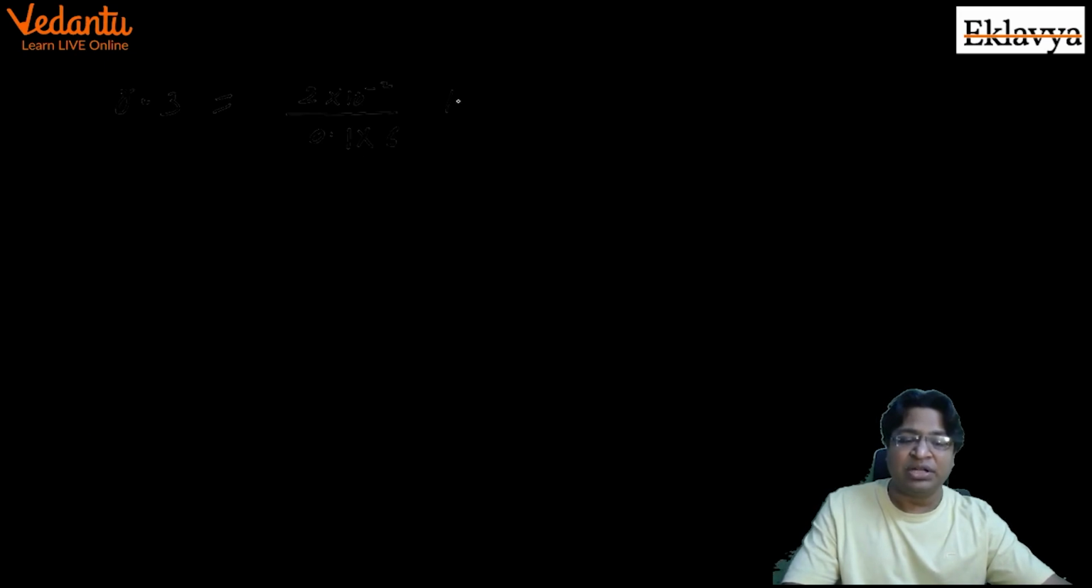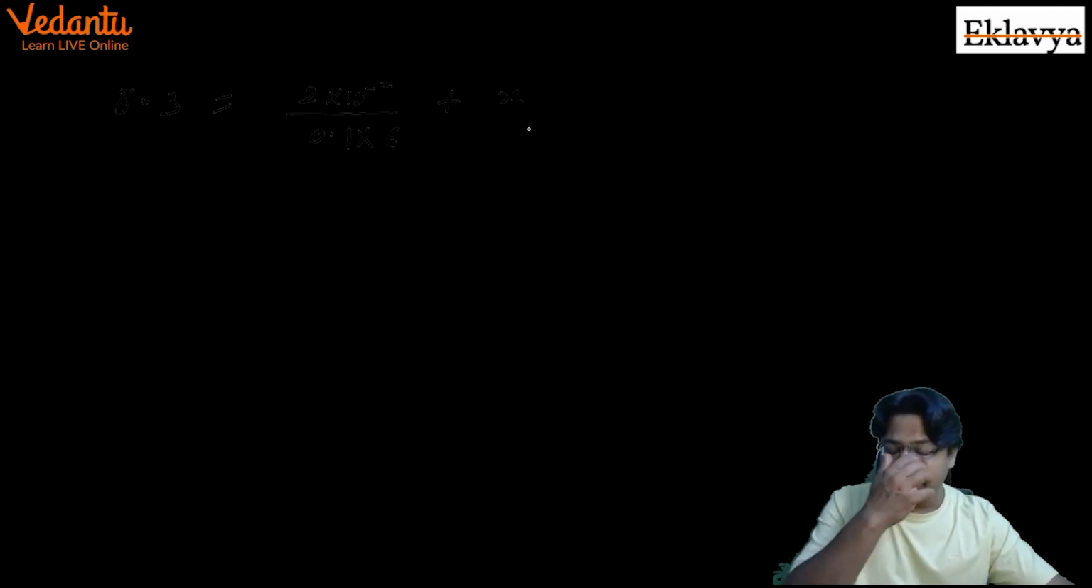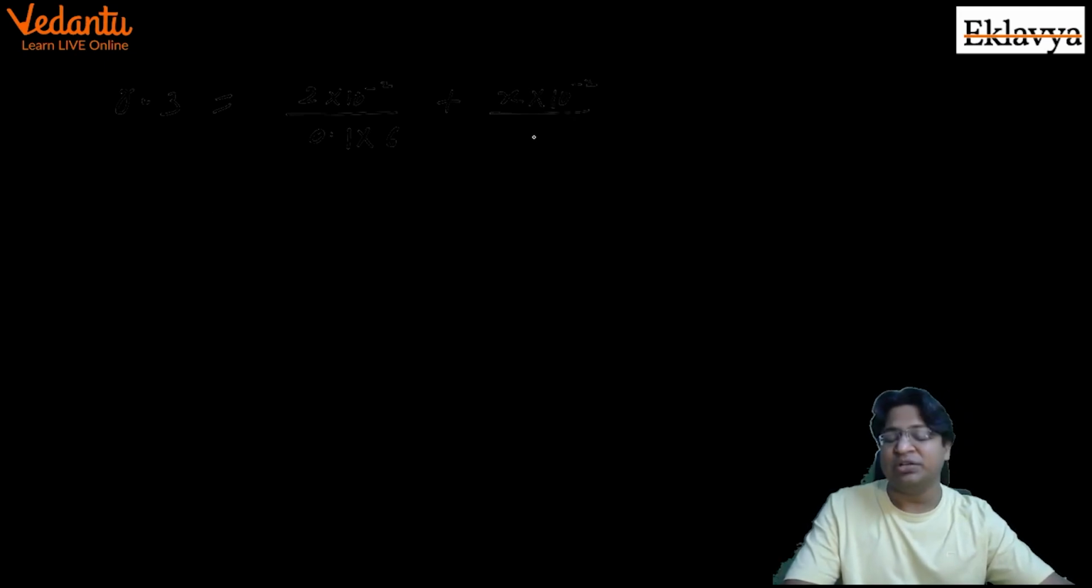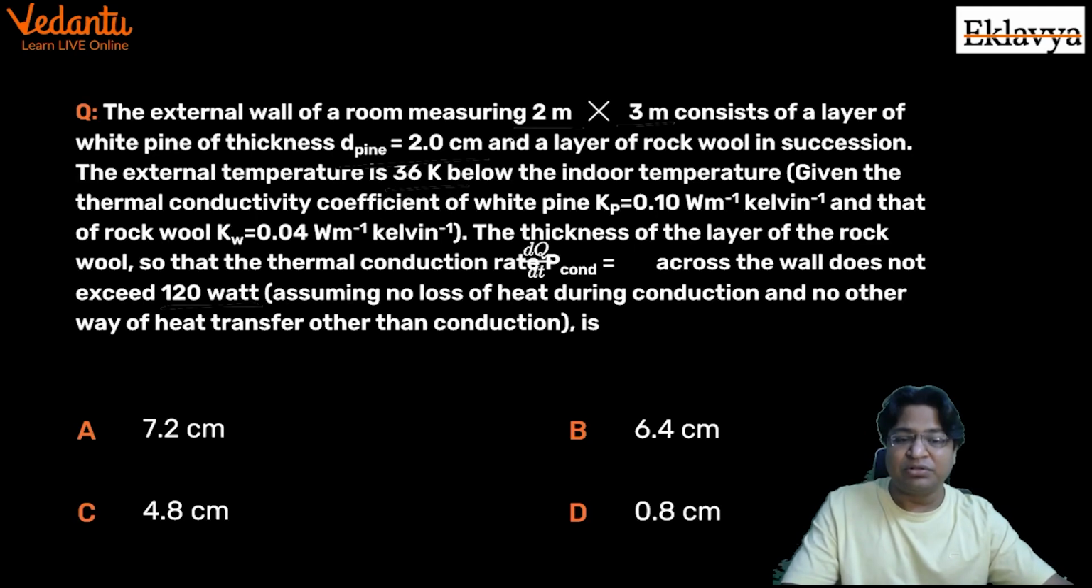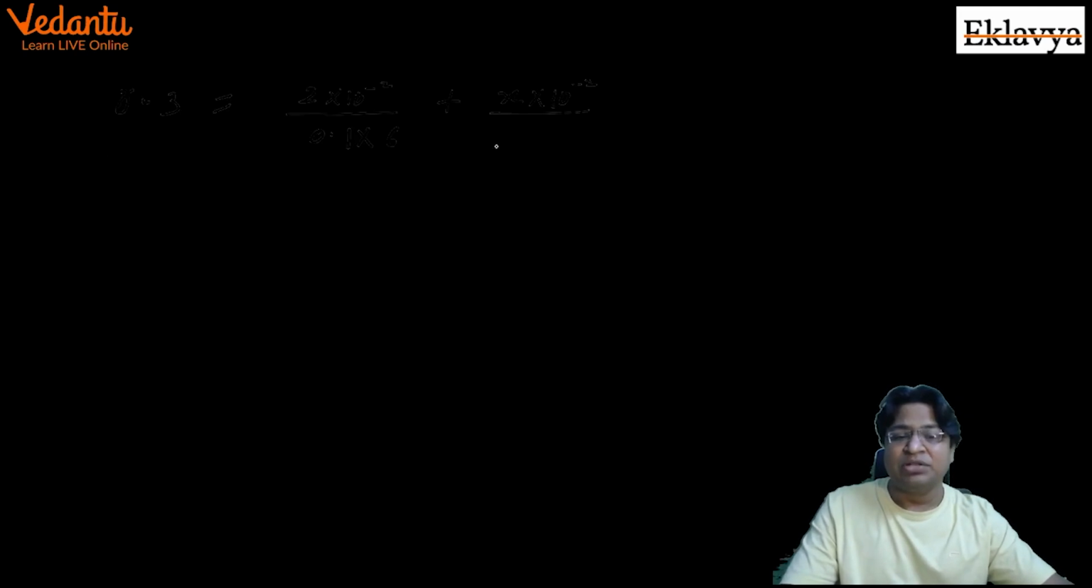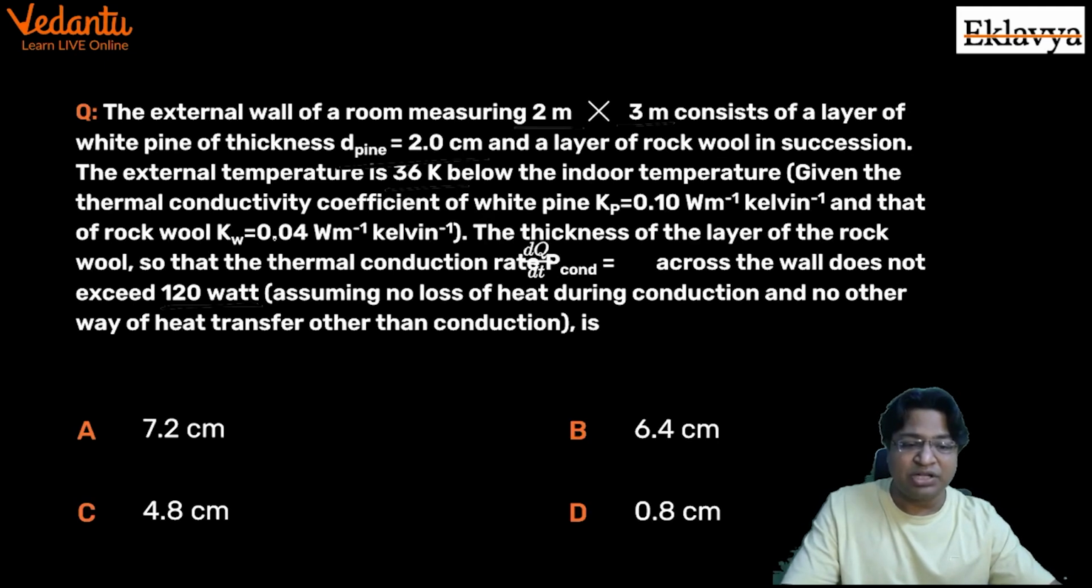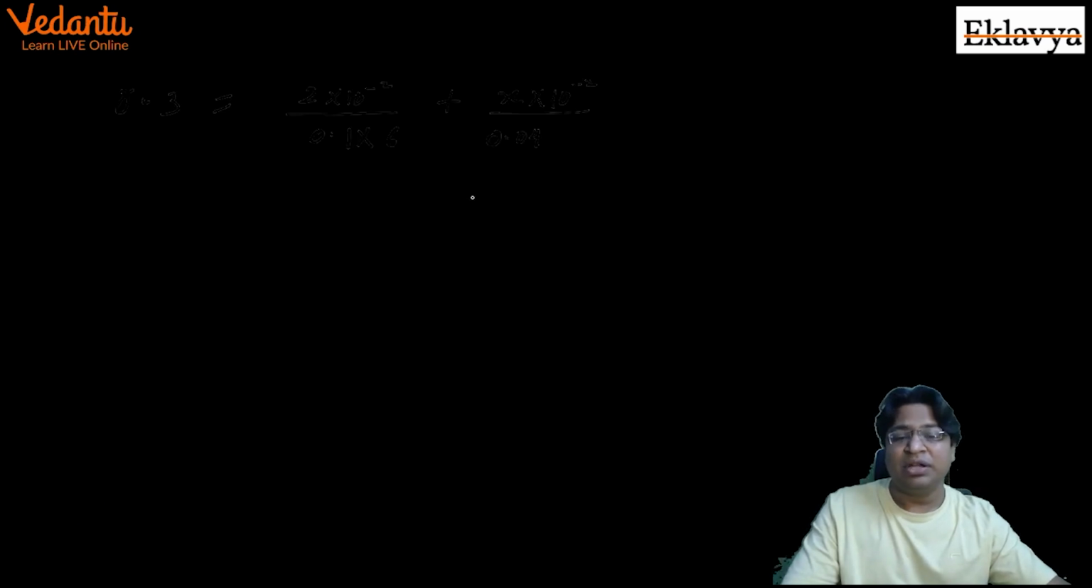Similarly for the other layer, we don't know the value of thickness. That is what we are trying to find out. So this is L. Again, I'm assuming that L is in centimeters, so I'm converting it into meters. So X represents the value of thickness in centimeters. Here also it was given in centimeters. And then the conductivity for this rock wool was 0.04. Let me just check I'm not mistaken. Okay, and the area is 6. So we need to solve this equation now.